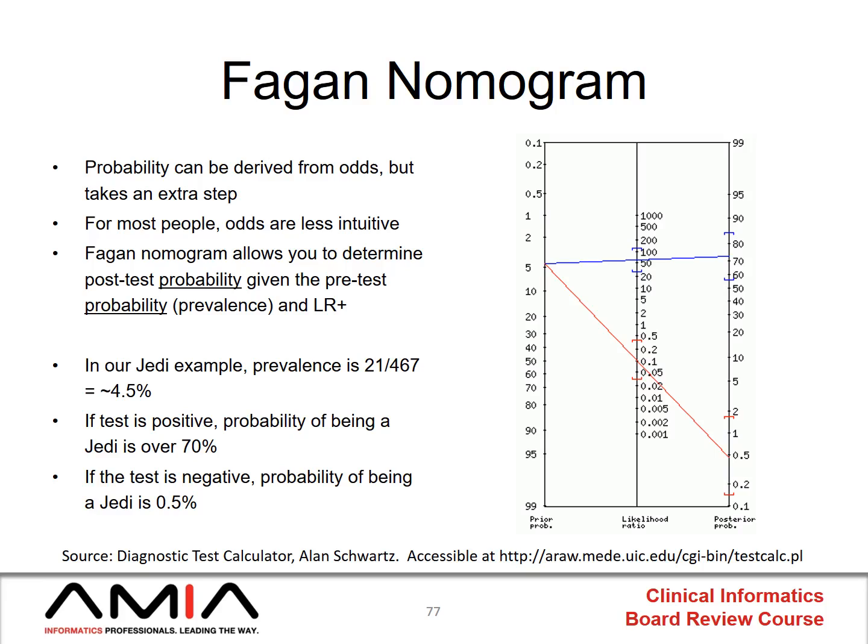Basically, it allows you to plug in the LR positive and negative and the pretest probability, and it will give you the posterior probability in the situation where the test is positive or in the situation where the test is negative. So if we plug in the exact same information from our previous Jedi example, where the prevalence was 21 out of 467, which gives us a prevalence of 4.5%, we can see that when the test is positive, the probability of being a Jedi exceeds 70%. And conversely, if the test is negative, the probability of being a Jedi is only 0.5%.